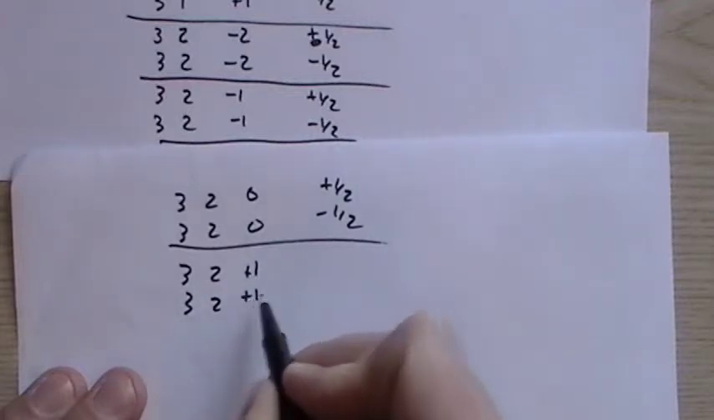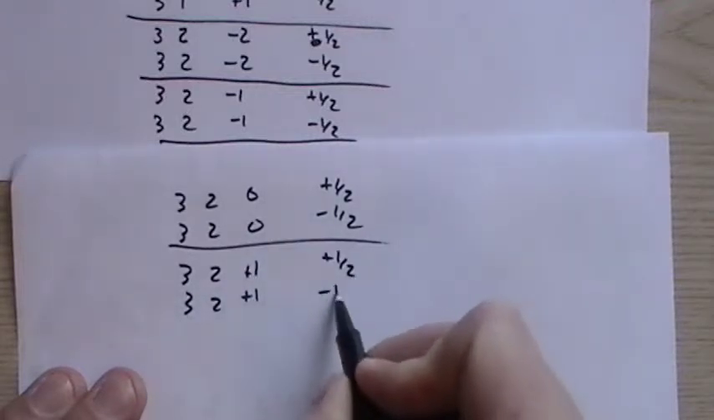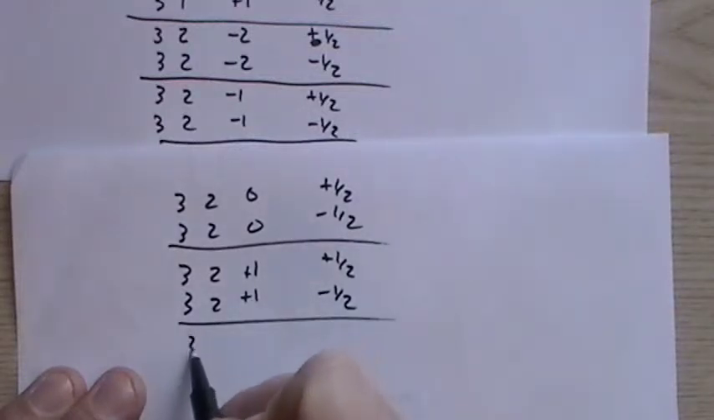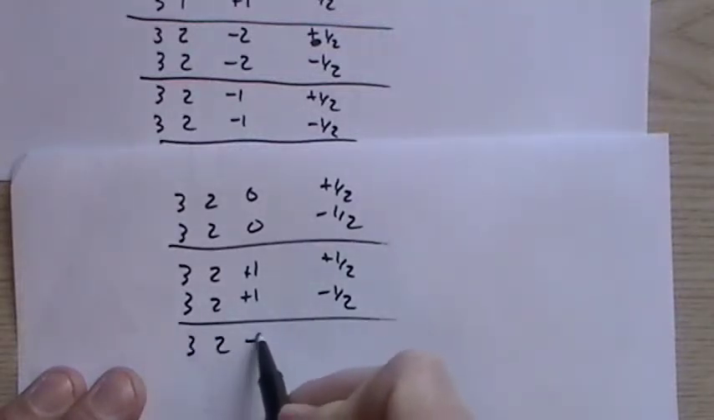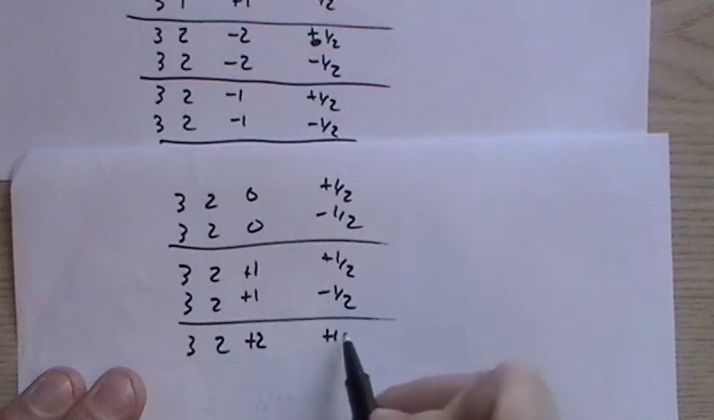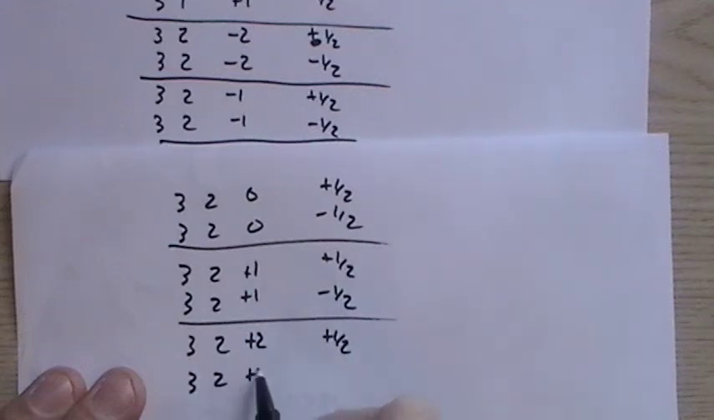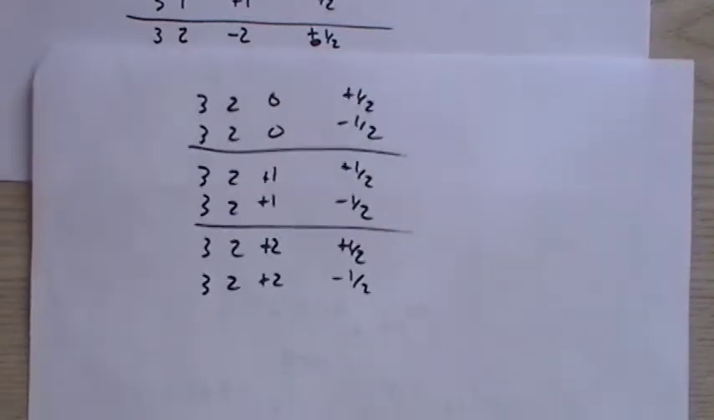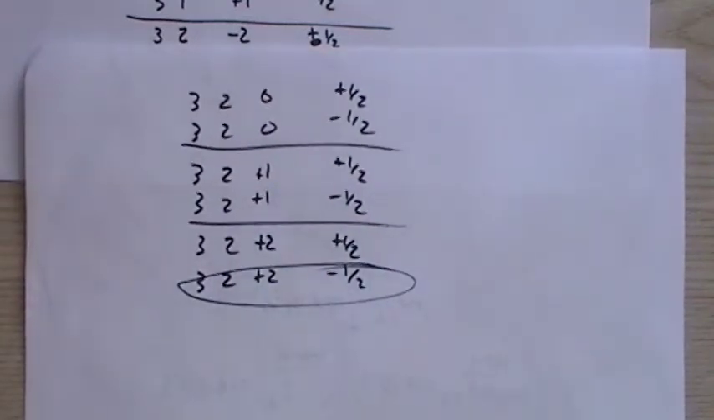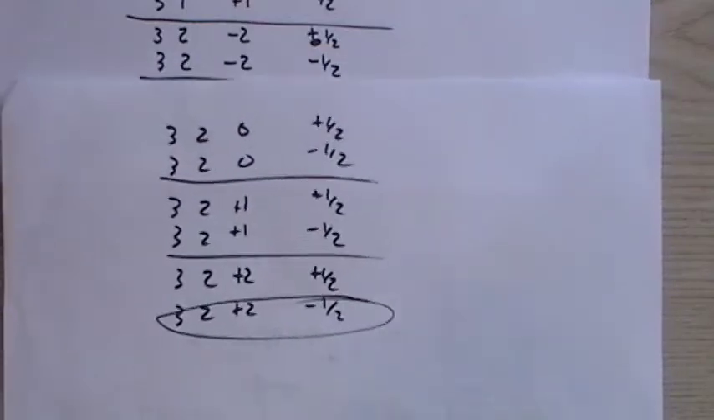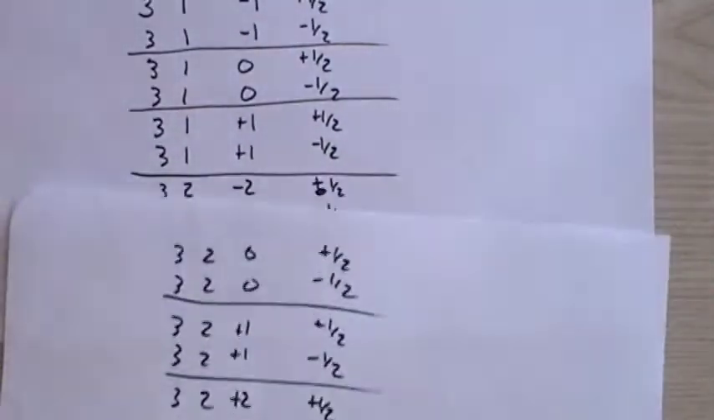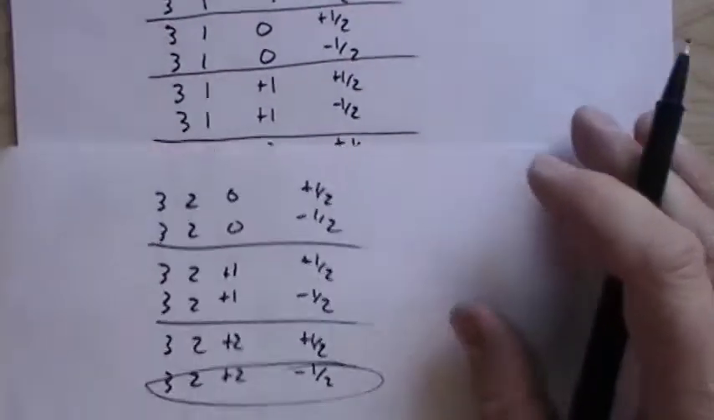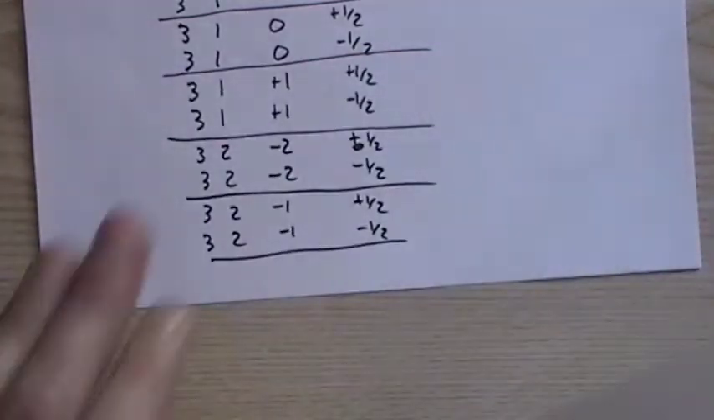You don't have to put the plus on there, I'm just trying to distinguish between the minus 1 and plus 1. And then we can have plus 2 and plus 2 with a minus 1/2. So each of these sets, each 4 numbers, represents one state that the electron can be in. So we've drawn out all of the possible states that an electron can be in the third energy level.